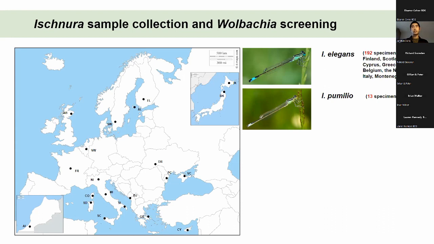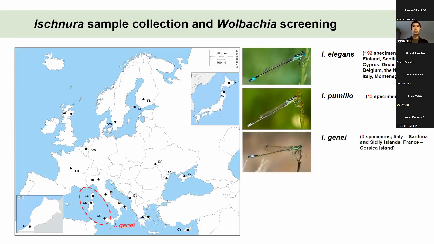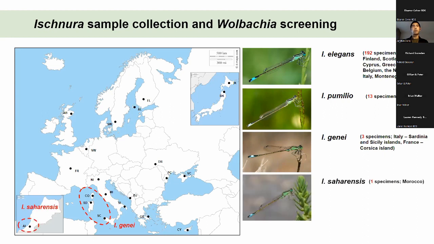to Ischnura elegans. So basically, it means that they share the habitat. And also we have some specimens from Ischnura genei, which are called island blue-tails, I think. So you can only find them on those islands. And then we also have one specimen from Morocco, Ischnura saharensis.